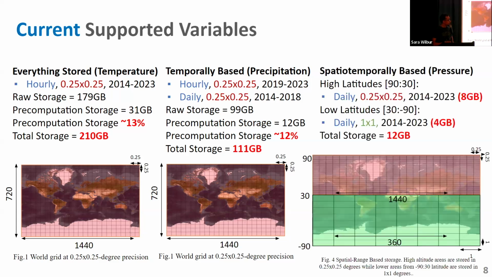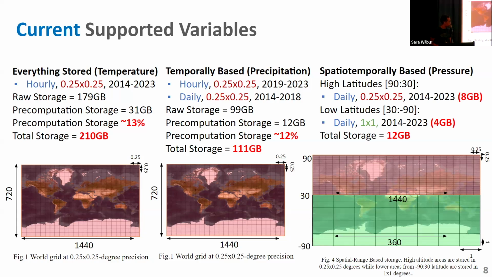And the final variable we have, which is pressure, we store in a spatio-temporally dependent scenario, where for high latitude areas, from 90 to a certain latitude, we store the variable in a low resolution, daily 0.25 by 0.25. But for low latitude areas, we store it at an even lower resolution, daily 1.1 degree precision.